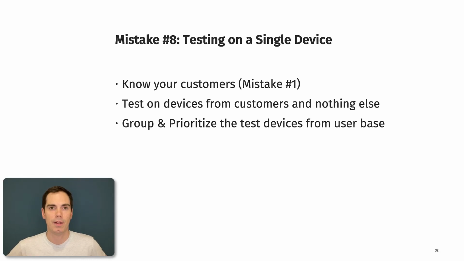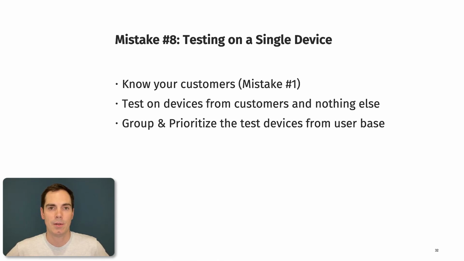So what you can do is, first of all, you should know your customer, right? That's mistake number 1. If you know your target customer, you already know the devices of your customer. So for example, you know that, let's say, the top 10 devices on Android are Samsung and Google Pixel devices, and on the Apple side, you know that you have only the iPhone 13 and 12 as the most used devices.